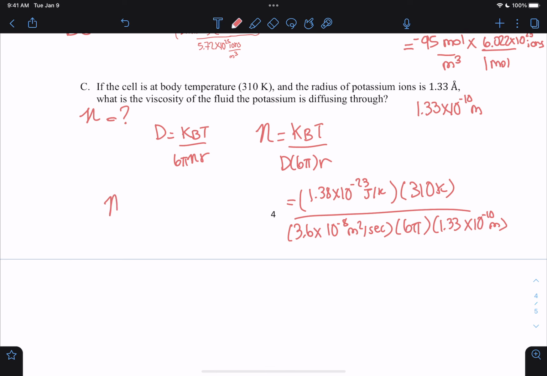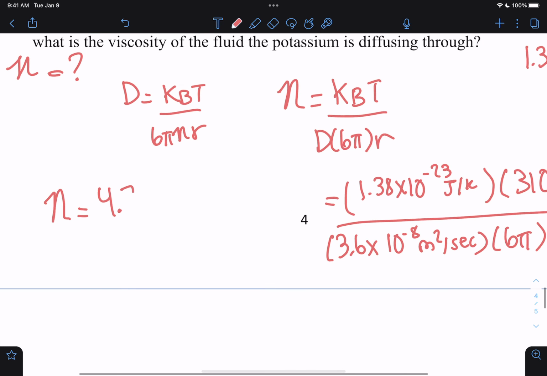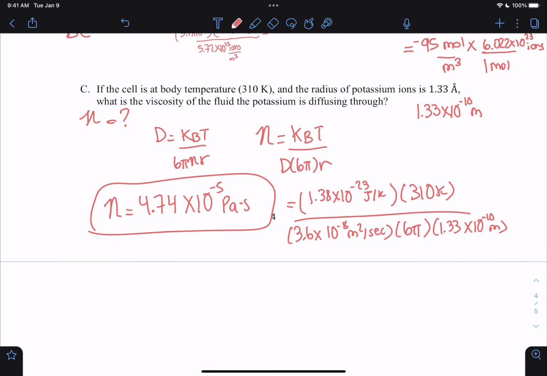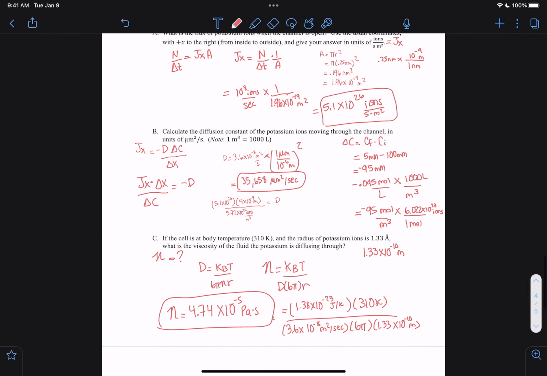So if we solve then for viscosity, we should see that it's equal to around 4.74 times 10 to the negative 5 Pascal seconds. 4.7 around, 4.7, 4.8, something like that. But that is part C as well.